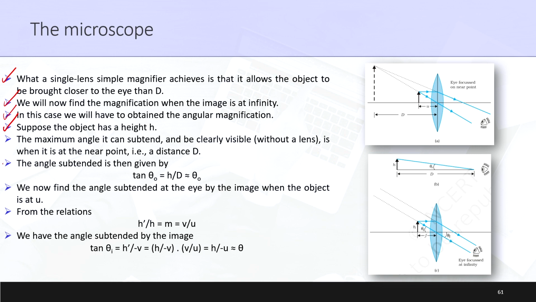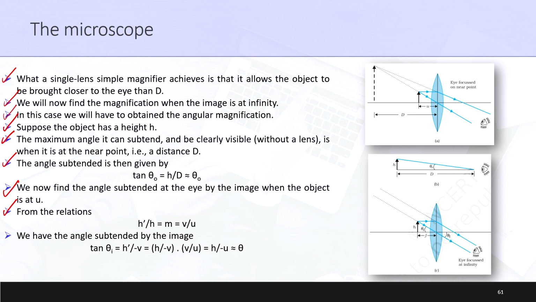Now, we use the angle subtended at the eye by the image when the object is at u. This is the third portion here. So, this was the magnification when the object was at infinity. Now, we are finding the value of the angle subtended when the object is at distance u. From the relation we know that h dash by h is equal to m, which is equal to v by u. This is again a simple mathematical formulation which we also derived when I was explaining the reflection part.